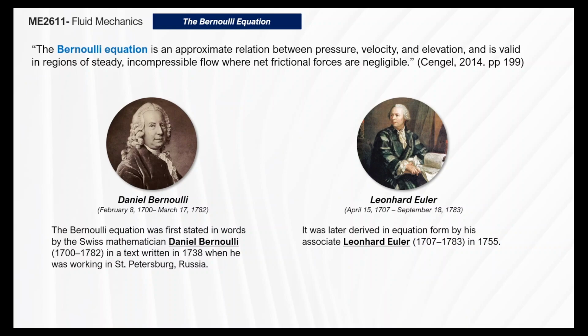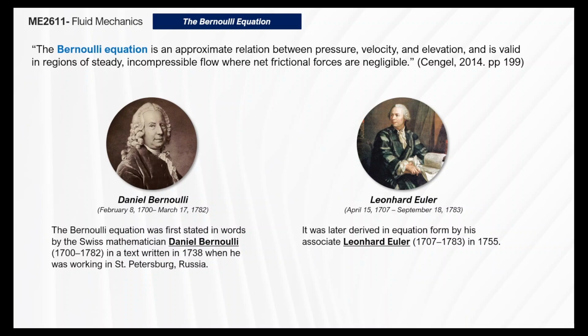So the Bernoulli equation essentially is the approximate relation between pressure, velocity, and elevation, and is valid in regions of steady, incompressible flow where net frictional losses are negligible. So these are very important because that is the requirement or the condition in which the Bernoulli equation is applied, and we'll be discussing more about its limitations later down the slide.